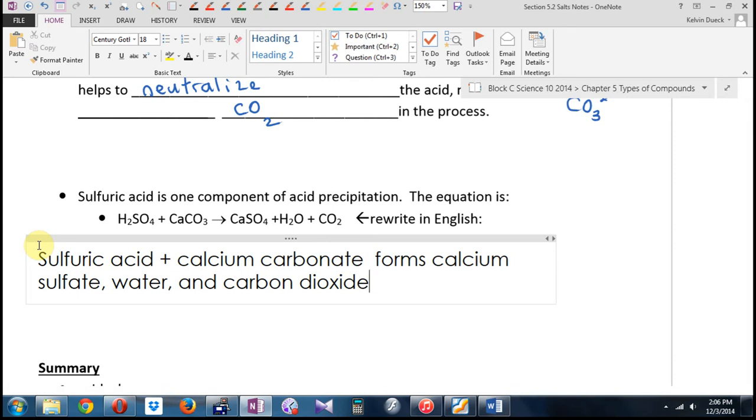What we're really saying here, Jaden, is this. The sulfuric acid that we spew from burning fuels combines with limestone or other carbonates in the rocks, and you get calcium sulfate, water, and CO2 is released from the rocks. Believe it or not, greenhouse gases don't just come from cars. A lot of carbon is stored in the earth, and that's also being released.